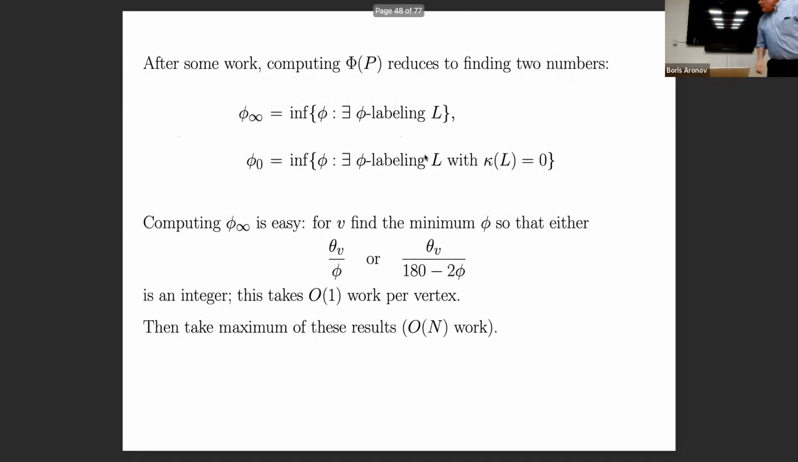I would just say that after about a page of calculations in the paper, it comes down to computing two things. The smallest phi for which there exists a phi labeling at all, and the smallest phi for which there's a labeling of curvature 0. And once you know those two numbers and all the angles, it's just a hand calculation to figure out what the optimal angle is from that. That I hope you'll just take my word from.